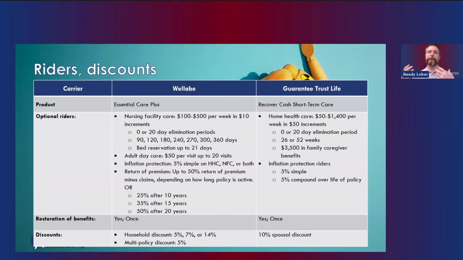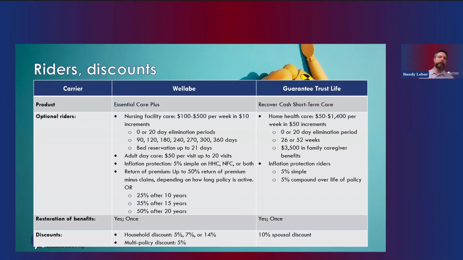Because they have different base benefits, they have different riders associated with them here as well. So Wellaby again on the left, GTL over on the right. On that Wellaby plan, you can add the nursing facility care rider up to $500 per week in $10 increments. Either a 0 or 20-day elimination period. You have a variety of benefit periods you can work with there as well. They will hold the bed reservation per stay up to 21 days. So a little bit richer benefit there if you add it on compared to GTL's base benefit on the short-term care plan.